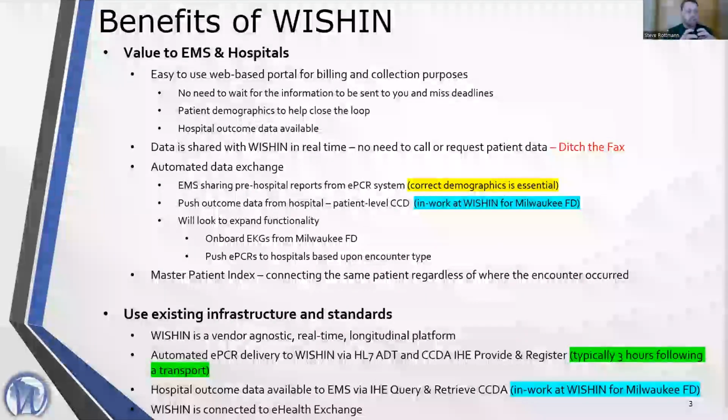So Wishin is the mechanism to share EPCRs from EMS to hospitals. I would say it's been successful, however, not wildly successful, due to the fact that the demographics that EMS providers are entering into the EPCR that we receive are not accurate all the time.